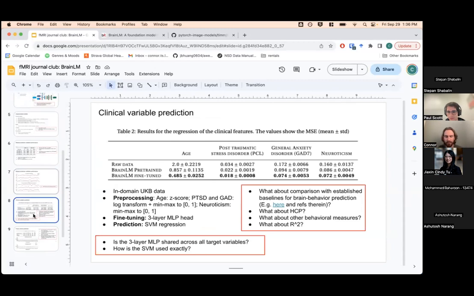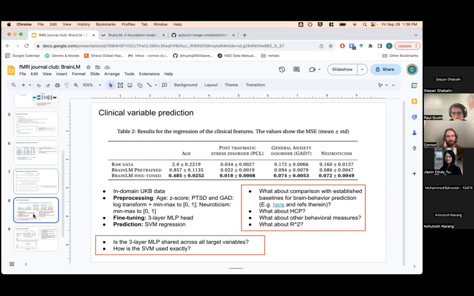Okay. Go on to another result, which is the result on predicting the clinical variables. So these data sets like UK Biobank, they have brain imaging data. They also have lots of behavioral clinical data associated with each subject, like their scores on various surveys, like psychiatric type surveys, as well as basic demographic data like age and gender and stuff like that.